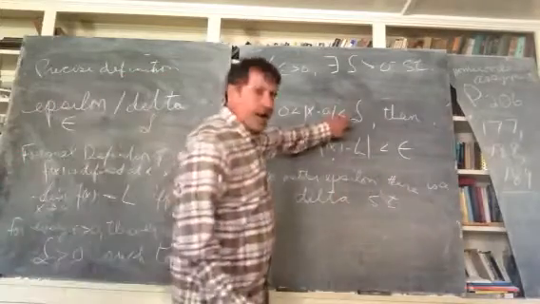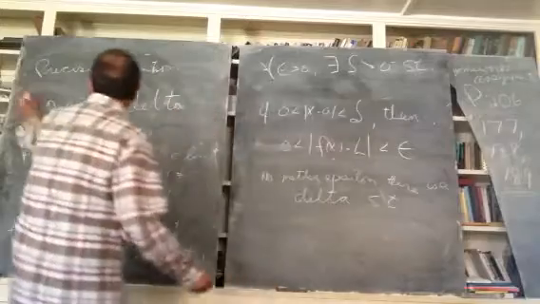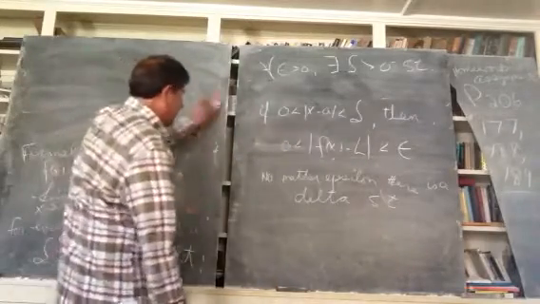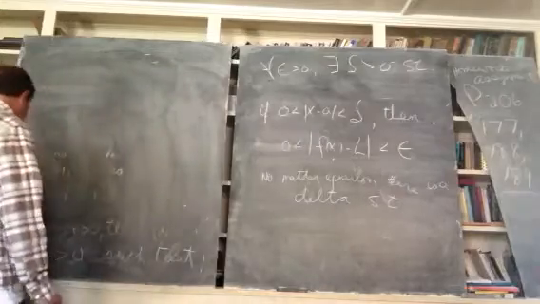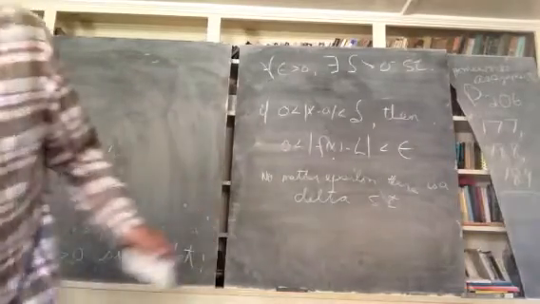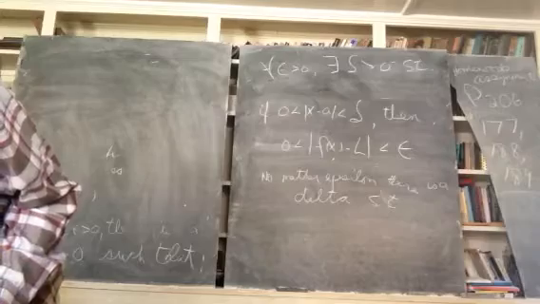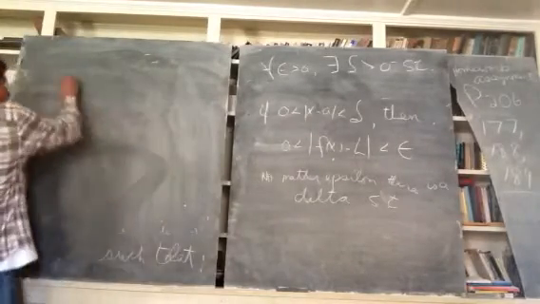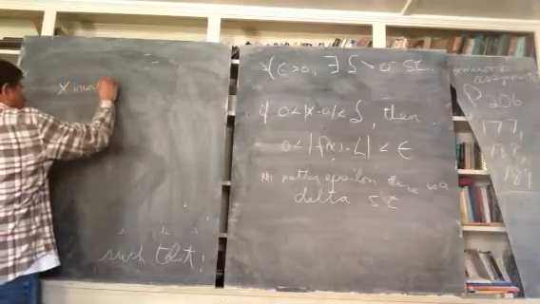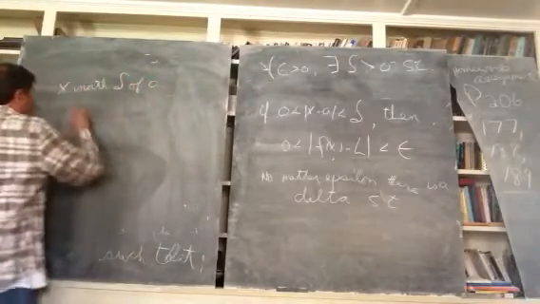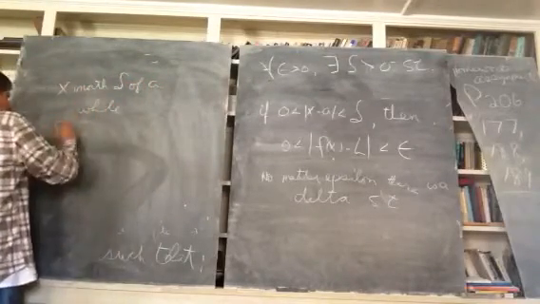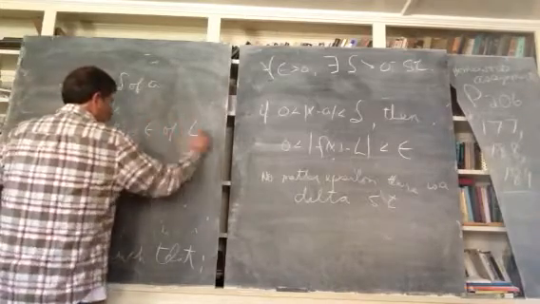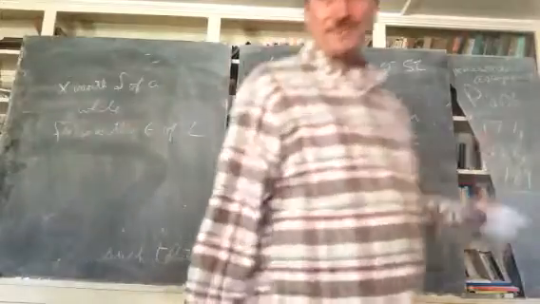And then this part right here, let's take that apart a little bit further. How about just saying x is within delta of a. If x is within delta of a, then f at x is within epsilon of L.